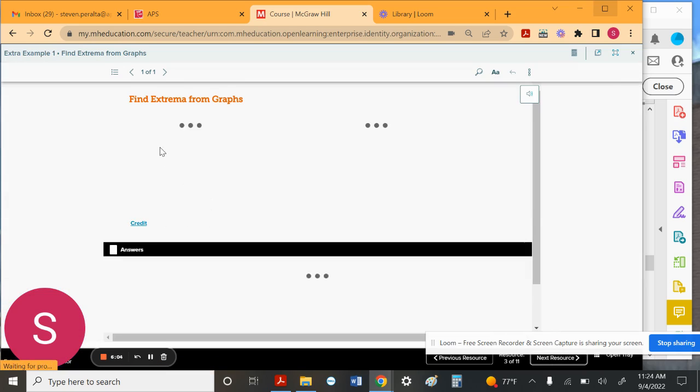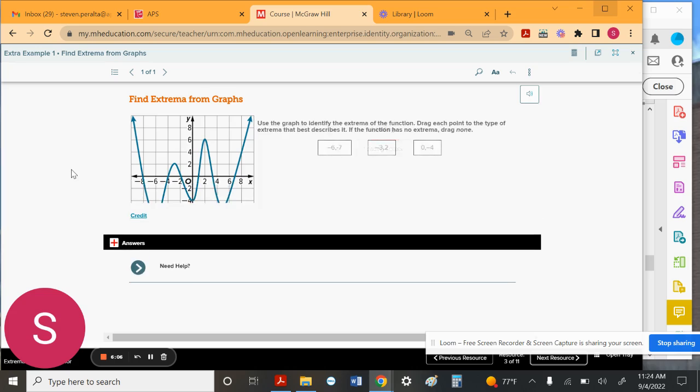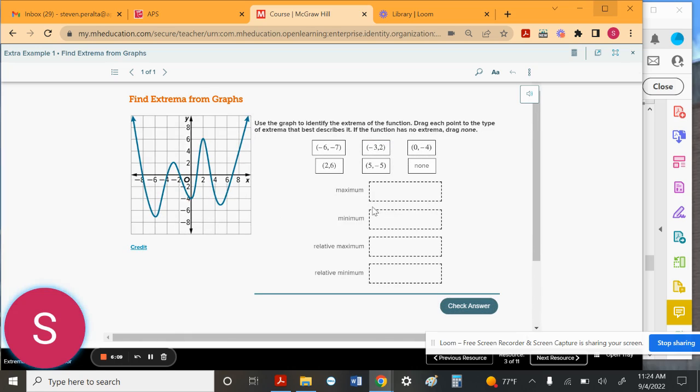So finding them from graphs. First one is, okay, they want to know what my absolute value is. Notice that it goes all the way up to infinity. So out of all these values, that would be my very, very, very highest point. Okay, my absolute minimum would be this value here. That's my lowest point. My relative max would be this one and this one here. And my relative min would be this value and this value, because that one's my absolute min there.